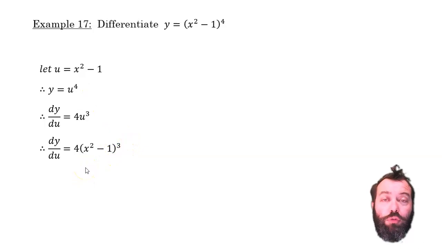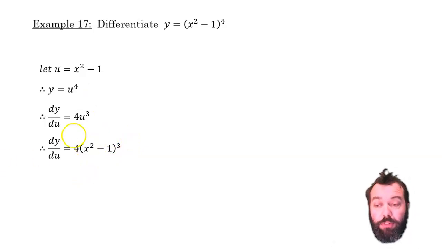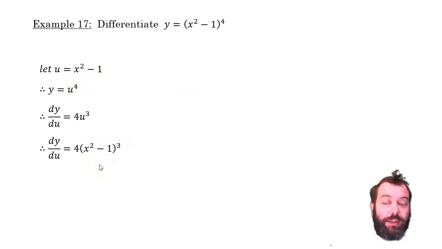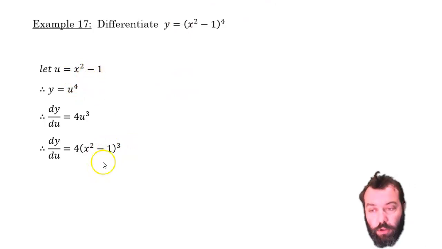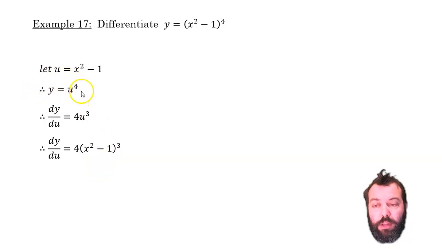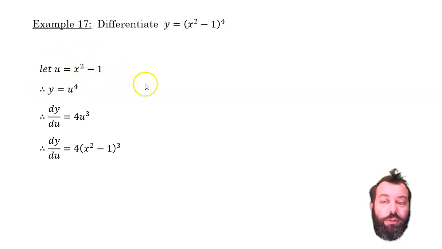Now that's not the derivative of the function. It's the derivative of the function with respect to x squared minus 1, but I need to differentiate it with respect to x. So the next thing I do is differentiate our substitution. I'm going to differentiate u with respect to x, so du on dx, and when I differentiate this, I just get 2x.